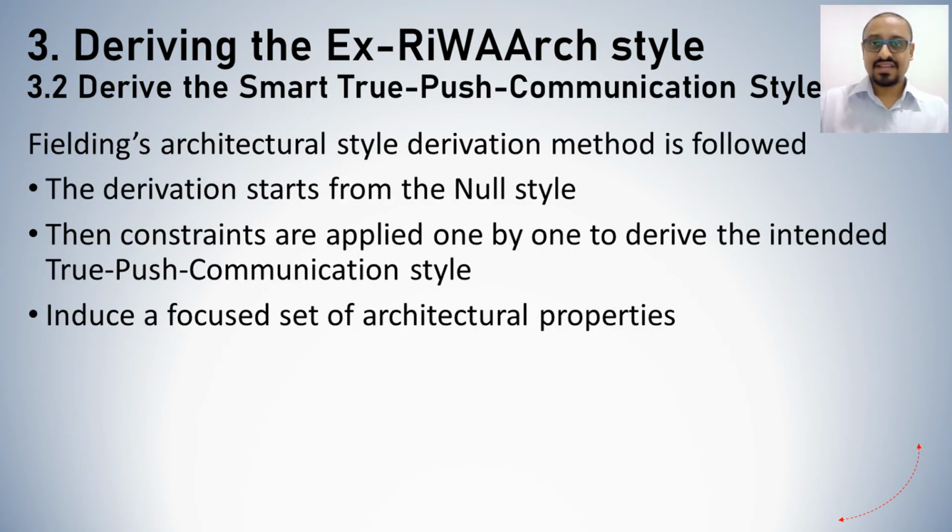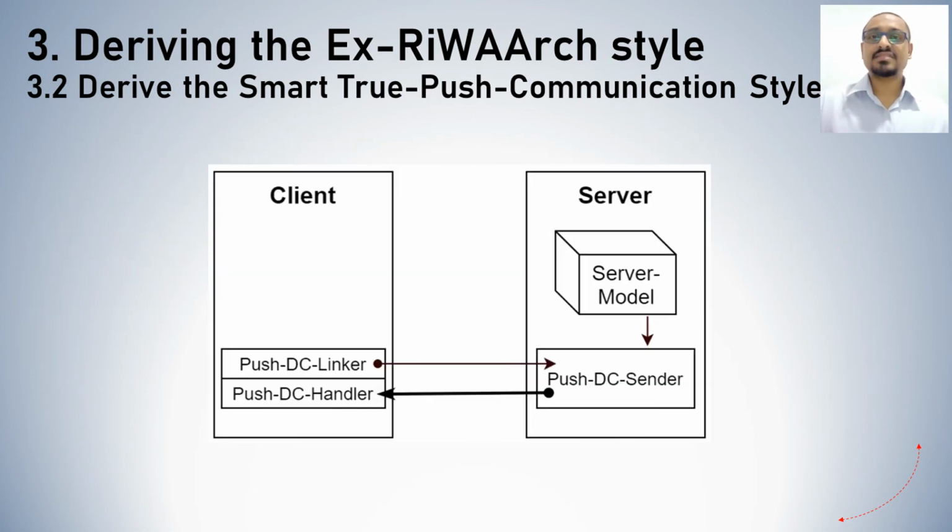Having the requirements set, first a formalism named Smart True Push Communication Style is derived. The derivation starts from the null style and the constraints, which are based on the functional requirements, are applied one by one to derive the desired style. The ultimate smart true push communication style is depicted on this slide. This style can realize the push modes and true push communication in the form of delta communication.